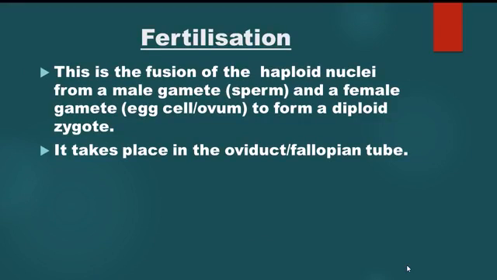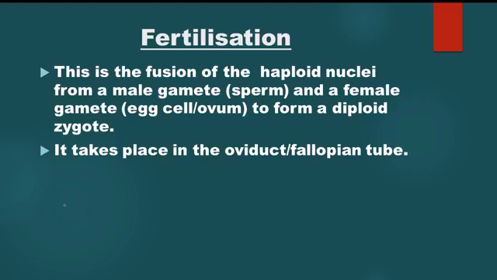Now, after looking at the parts of the male reproductive organ system and the female reproductive organ system, I want us now to come to the process of fertilization. First, we look at the definition of fertilization. Then we will look at what it entails, what the process is.